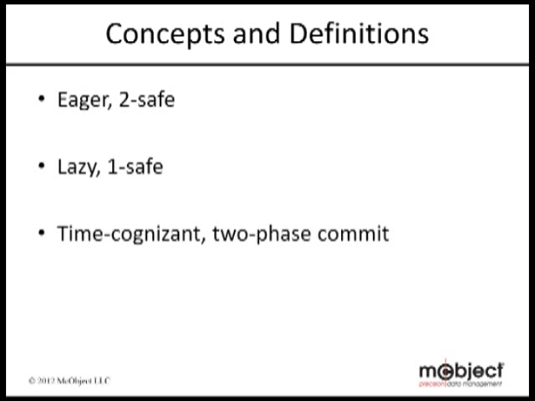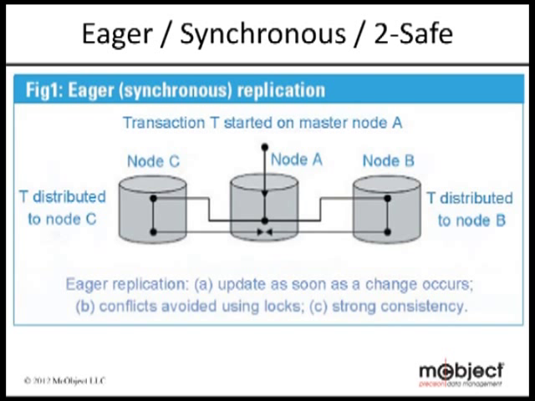In addition to the different mechanics for replication that I discussed on the previous slide, there are different categorizations of high availability systems. These are eager, synchronous, or two-safe; lazy, asynchronous, or one-safe; and for two-safe, with eXtremeDB in particular, there's a time-cognizant two-phase commit protocol. So we'll look at each of those.